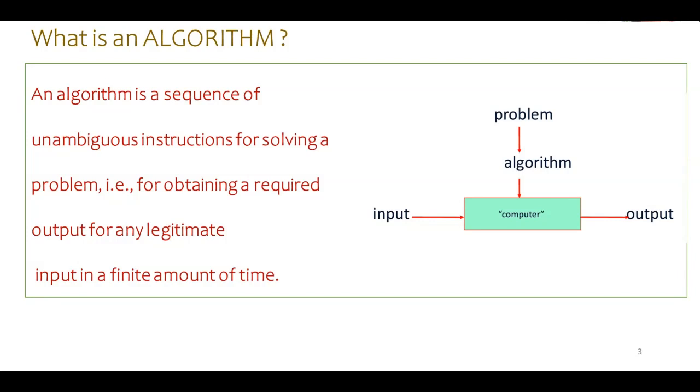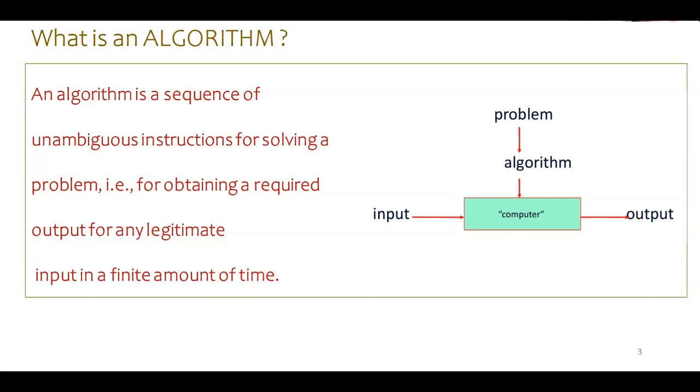An algorithm is a sequence of unambiguous instructions for solving a particular problem, therefore obtaining a required output for any legitimate input in a finite amount of time. So what do you mean by this? An algorithm is a sequence of unambiguous instructions. Unambiguous means there will be clarity in your statements, so there is no confusion in the instructions we give to solve a particular problem.